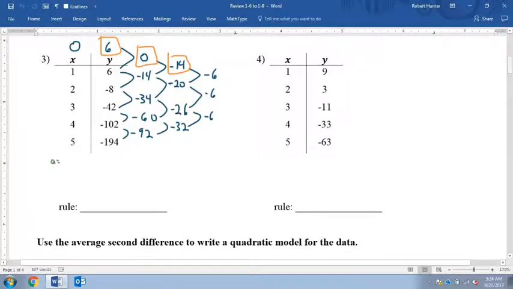A equals third difference divided by 6, which is negative 6 divided by 6, which is negative 1. B equals the starting second difference minus 6a, divided by 2. That's negative 14 minus 6 times negative 1, divided by 2. 6 times negative 1 is negative 6, so negative 14 plus 6 is negative 8. So that's negative 4.